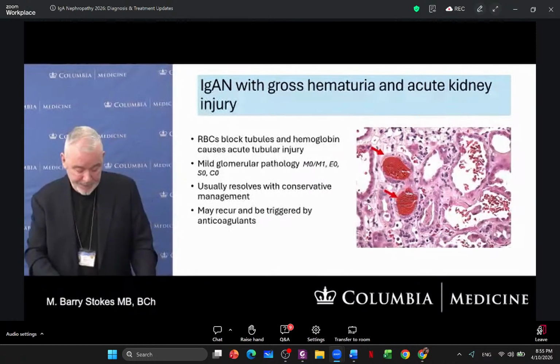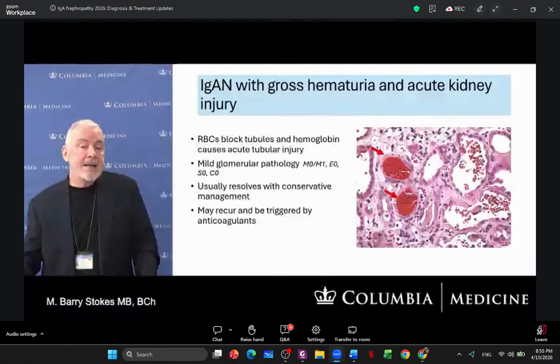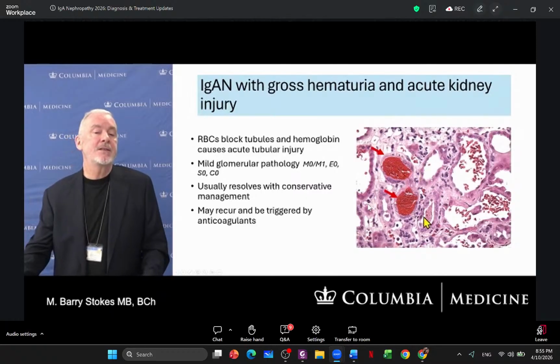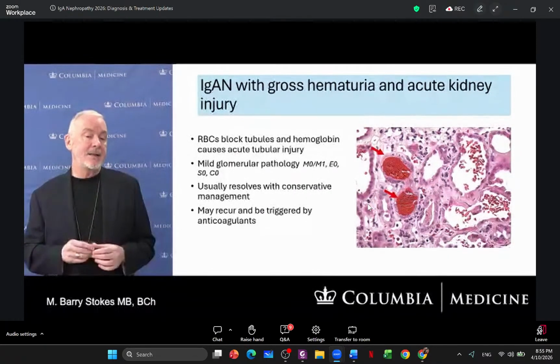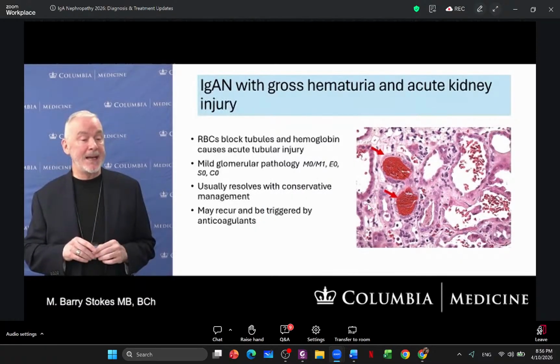The third pathology diagnosis to consider sometimes is patients who present with AKI, acute kidney injury. Glomeruli look pretty normal. They have IgA staining, and the main finding is in the tubules. So we see tubular injury here. The tubules are simplified and contain numerous red blood cells and red blood cell casts. So this is a syndrome. These are typically patients presenting with gross hematuria. And what happens is the red cells and the red cell casts block the tubules and cause obstruction and tubular injury. The glomerular pathology, again, is typically mild.